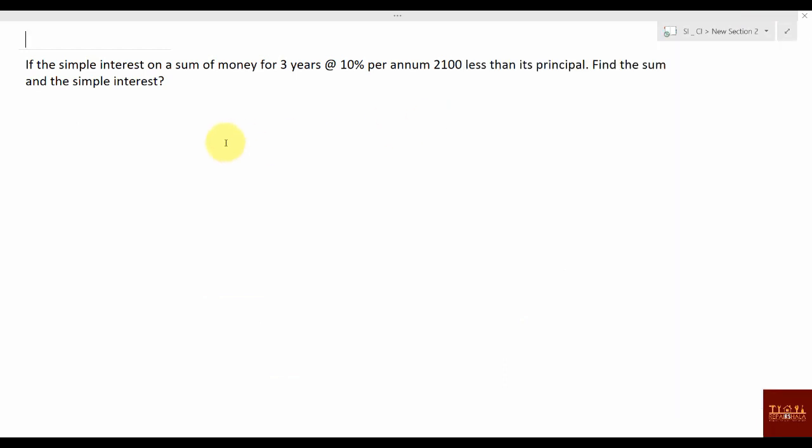Okay. The simple interest on a sum of money for 3 years at 10% per annum is 2,100 less than its principal. Find the sum and simple interest. I think we can do this. Something is here and then something is here. What is the difference given? 2,100. What is the 2,100 difference? Interest. The interest will be the difference, right?